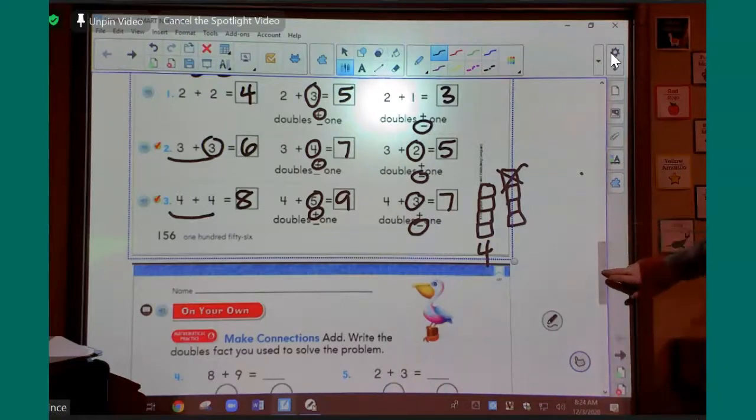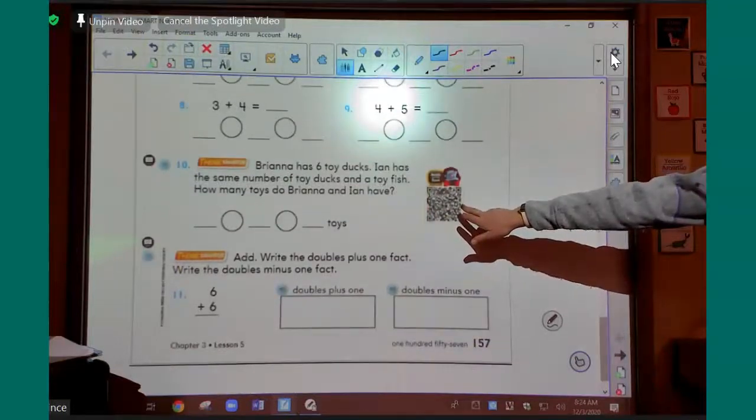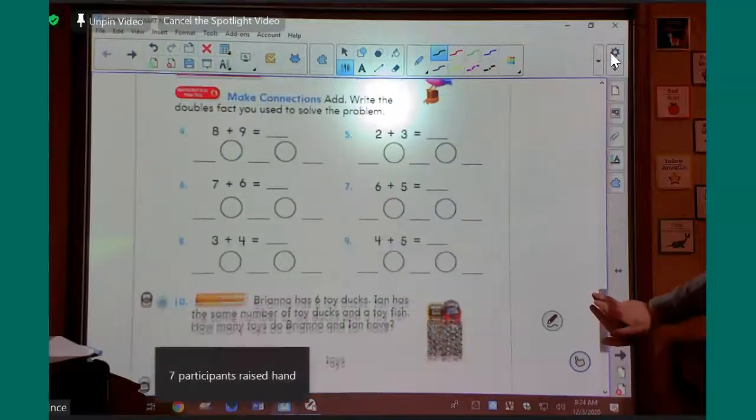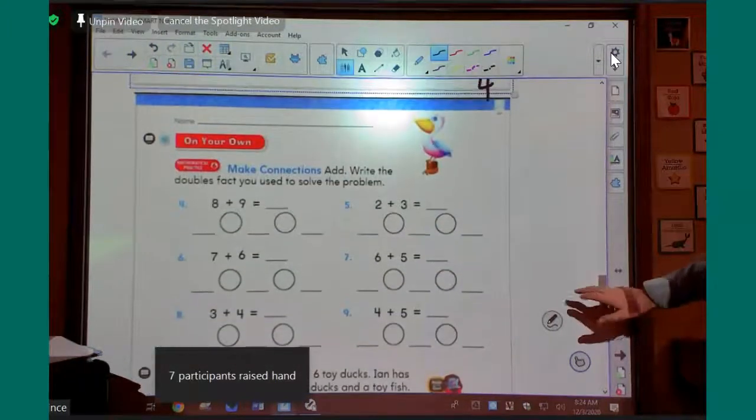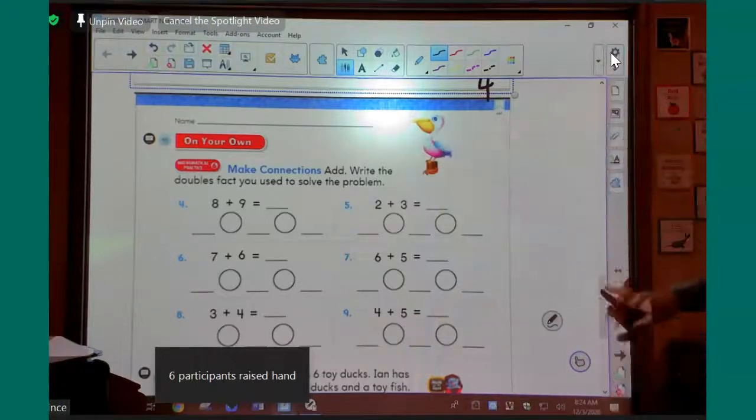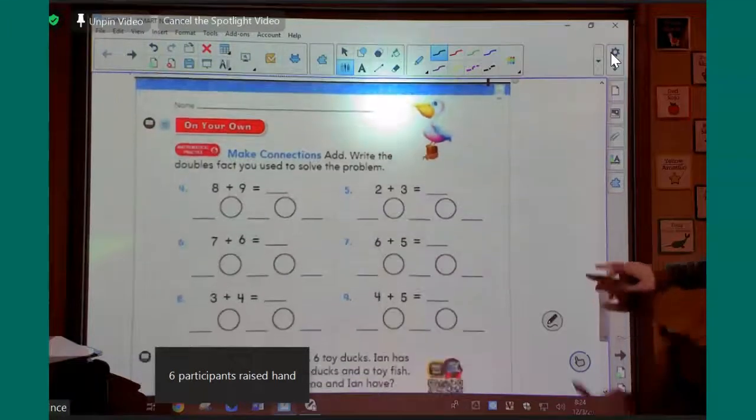We only have 1 more page to go. So I think we're going to have time for our math on the spot video. I'm really excited about it. Okay, we are on our last page for today, and we have a pelican. This is page 157, and I'm going to write it right here.